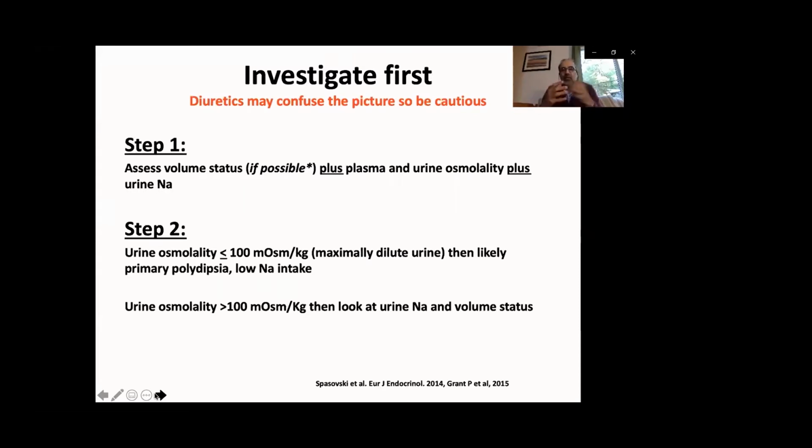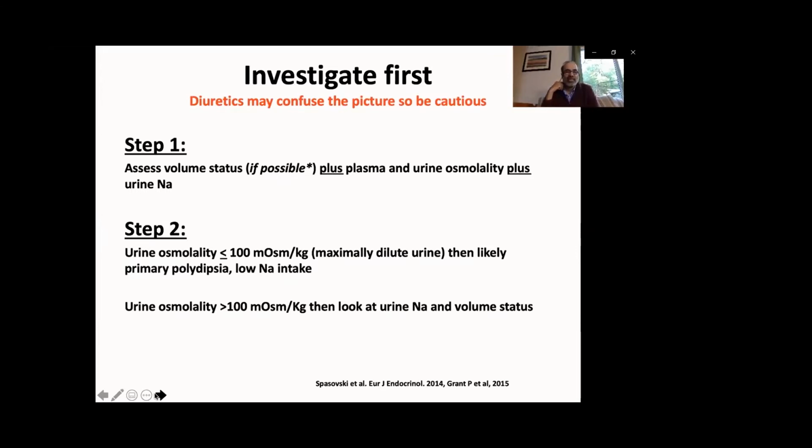A lot of factors are involved. Patient may be on IV fluids, or patient may have some other problem going on. So you have to be very careful. So volume status, number 1. Number 2, check plasma and urine osmolality and urine sodium. So these are the things that you need to do right away.